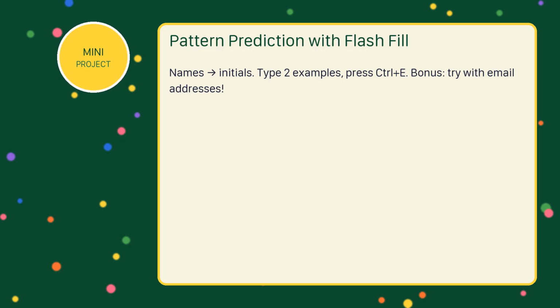Mini project. Create a list of full names. Type the first 2 initials manually. Press Control E. Watch Excel. Finish the rest using AI.